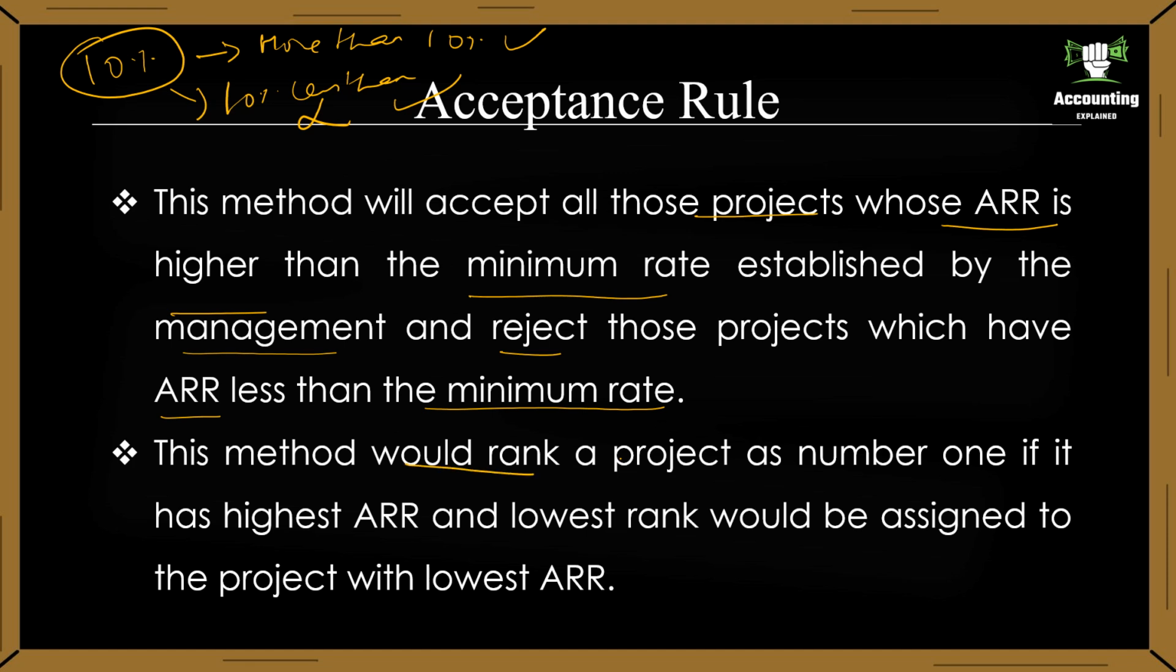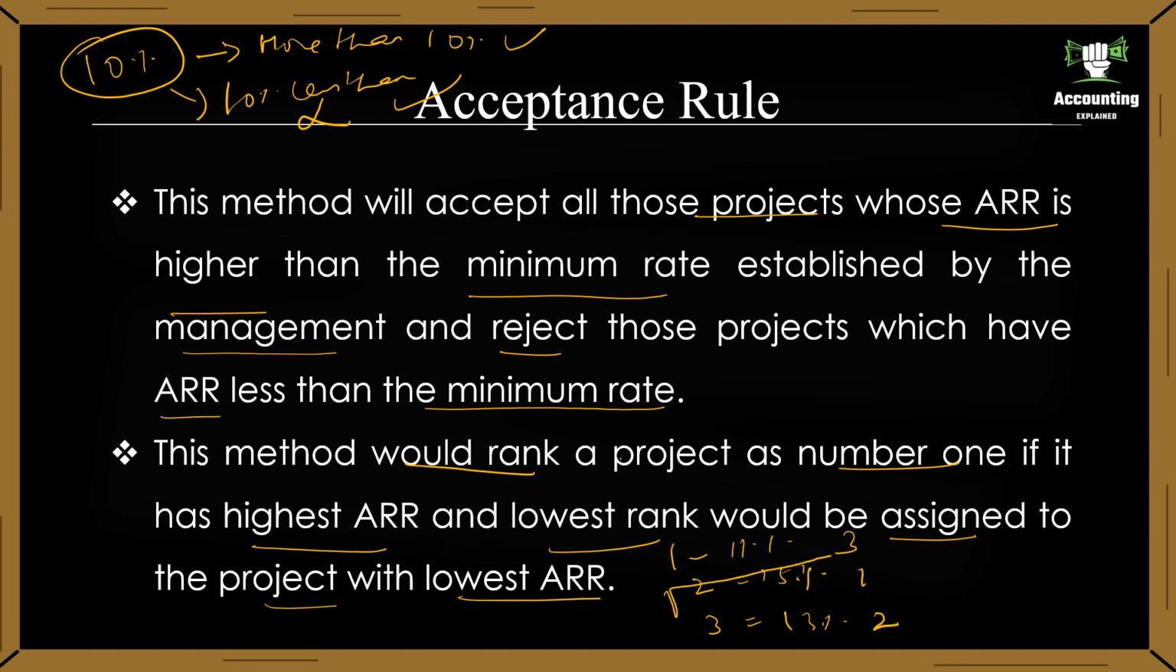This method would rank a project as number 1 if it has the highest ARR, and the lowest rank would be assigned to the project with the lowest ARR. Suppose there are 3 options for you and you have to select one project. Option 1 gives you an ARR of 11%, option 2 gives you an ARR of 15%, and option 3 gives you an ARR of 13%. Management is going to rank the project as per the highest ARR. So option 2 will be ranked 1, option 3 will be ranked 2, and option 1 will be ranked 3. And since option 2 has the highest ARR, it will be selected and taken forward.